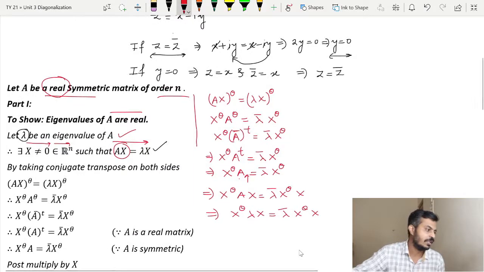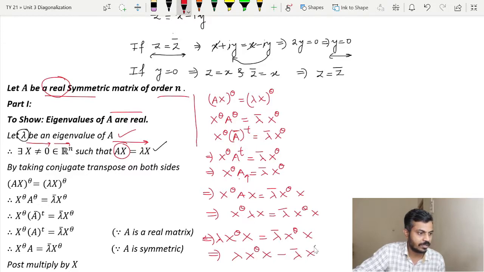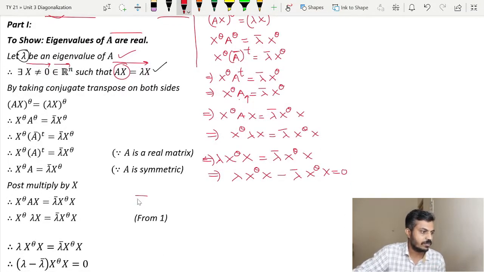Now bringing everything to the left hand side, this will imply x raised to theta. Now lambda is a real number, so the position of that can be changed, so lambda x raised to theta x will be equal to lambda bar x raised to theta x. Now let us bring it to the left hand side, so lambda x raised to theta x minus lambda bar x raised to theta x will be equal to 0. And what will it imply? Now this x raised to theta x can be taken out, so lambda minus lambda bar times x raised to theta x will be equal to 0.